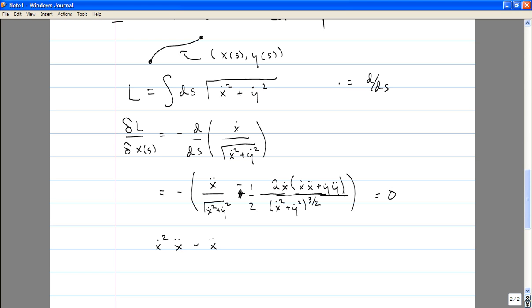So what do we get? The equation of motion is x double dot times x dot squared plus y dot squared minus x dot times x dot x double dot plus y dot y double dot equals 0. Did I make any more mistakes? Speak now, forever hold your peace. Okay, so there's a bit of a cancellation, and we see that this is just x double dot y dot squared minus x dot y double dot.